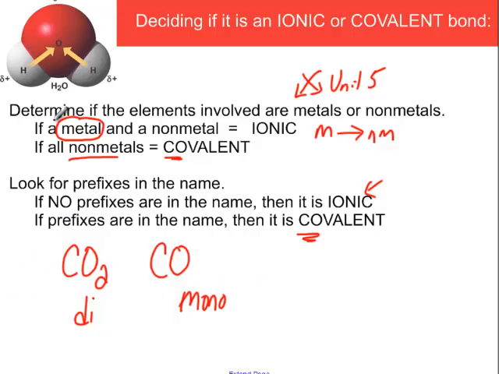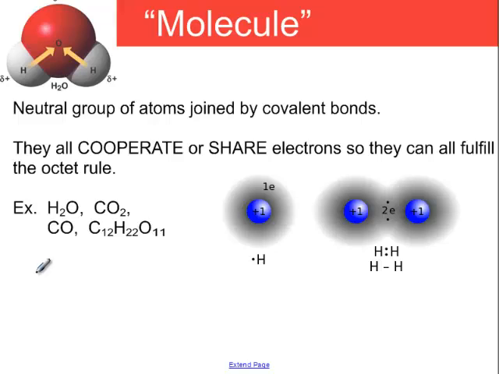So real quick, if there's a metal involved, it's automatically ionic. If there's no metal, if it's all nonmetals, it's covalent. You could also look at the name. No prefixes, just like we did in Unit 5, no prefixes. That means it's ionic. And if we see prefixes, it's covalent. And we're going to learn about prefixes in the next couple slides.